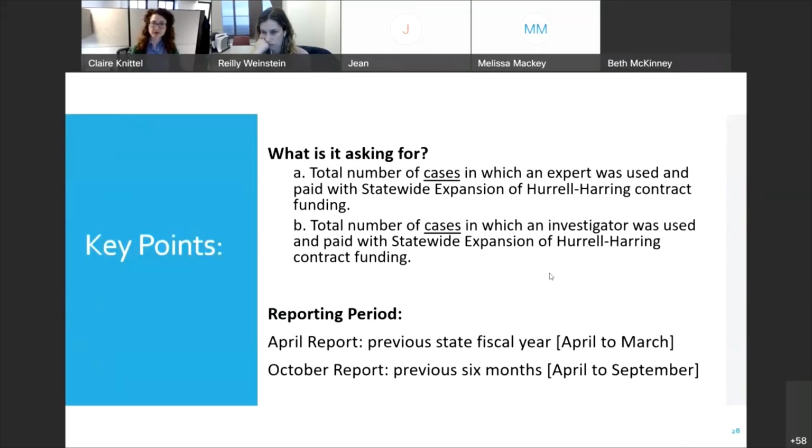So what is it asking for? This is asking for the total number of cases in which an expert, any expert, was used and paid with a statewide expansion of Hurrell Harring contract funding. And then B is the total number of cases in which an investigator, and this means any investigator, was used and paid with the statewide expansion of Hurrell Harring contract funding. Again, the April report is the previous state fiscal year, so that's April 1st, 2021 to March 31st, 2022.